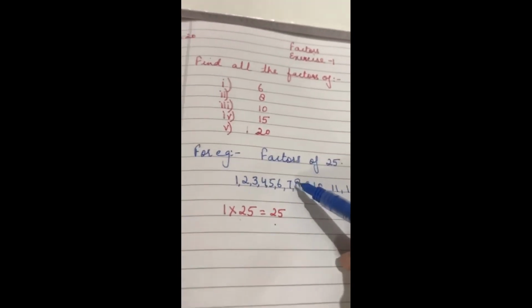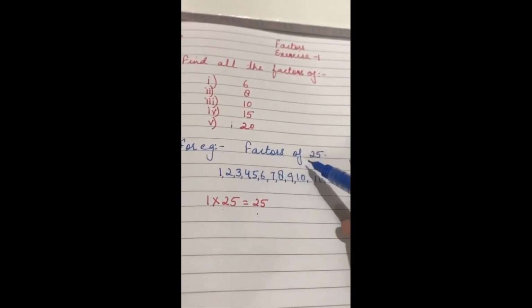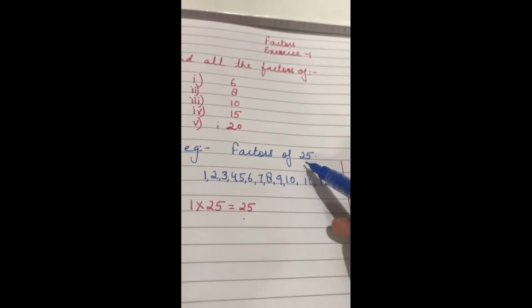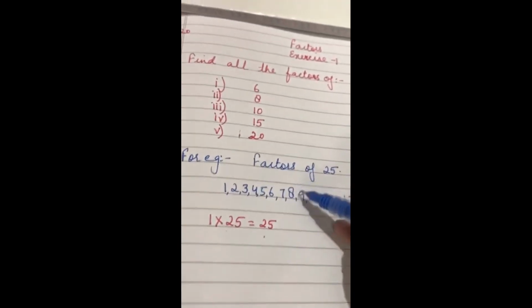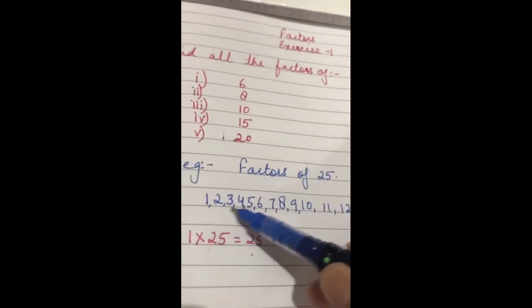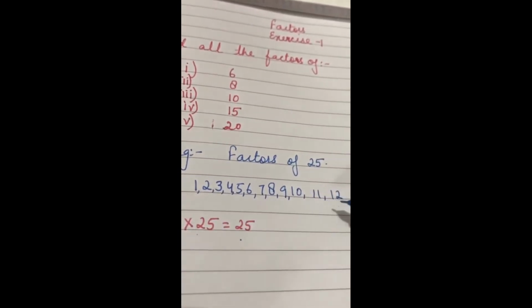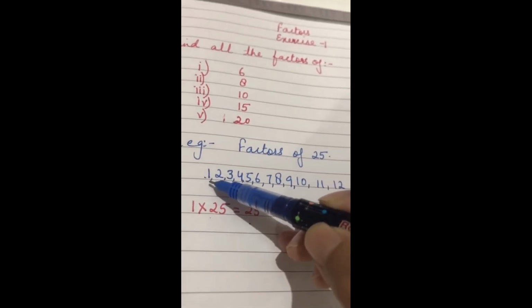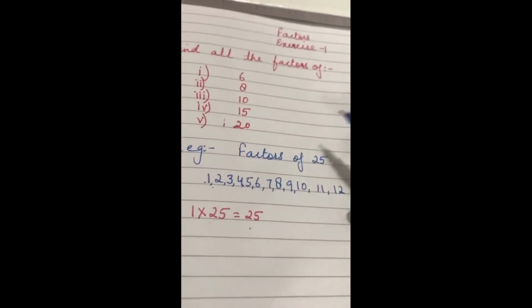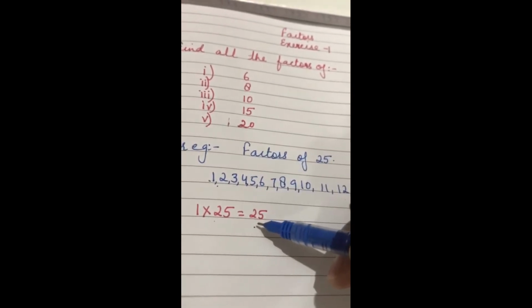Okay children, now let's take the example of 25. Now we will find all the factors of 25. How? In the very first step, you will write the numbers from 1 to 12. One by one we will multiply each number by another number to get the product as 25.